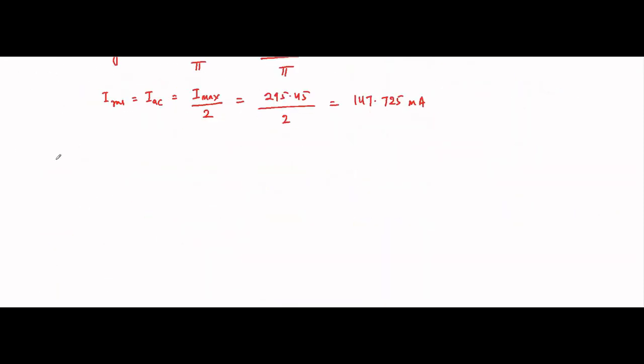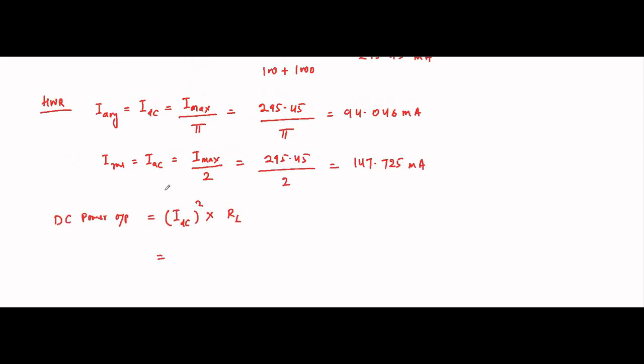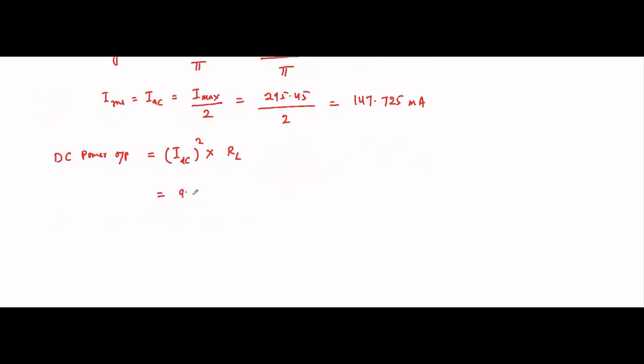Then we have the DC power output. If you remember, whenever DC power comes into play, we have the DC value of the current squared multiplied with the load resistance RL. Here IDC is 94.046 milliampere converted into ampere, divided by 1000, squared. RL is equal to 1000 ohm. That is equal to, it is coming around 8.845 watts.